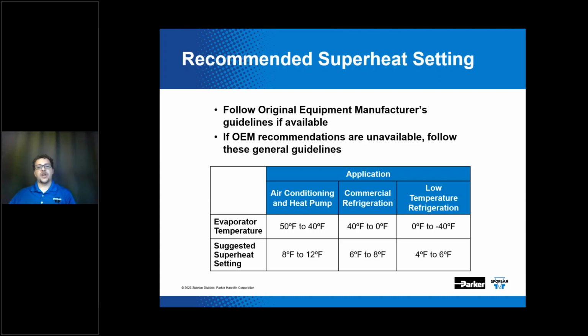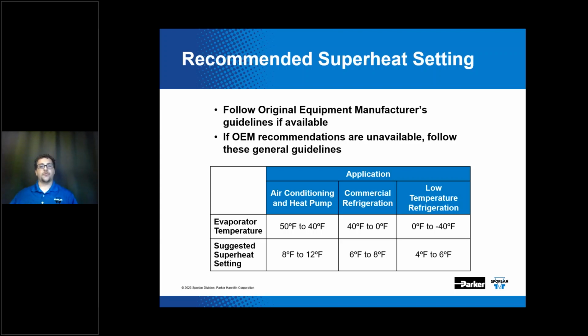And the way we came up with these guidelines is it's really all based on the temperature differential, or the TD, which is the difference between the saturation temp of the coil and the ambient air temp in the space we're trying to cool. So the higher the TD, the higher the suggested superheat setting is going to be. On an air conditioning or heat pump system, which has a TD in excess of 20 degrees Fahrenheit, which can exist, we recommend a superheat setting in a range of 8 to 12 degrees.